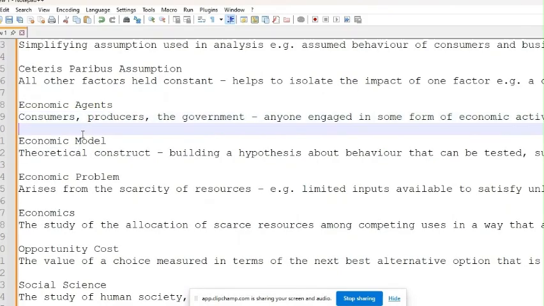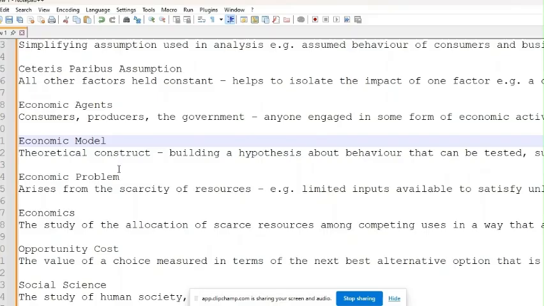What is an economic model? It is a theoretical construct, basically building a hypothesis about behavior that could be tested, supported, amended, or rejected. An economic model is just a basic prediction of what society will do. For example, if an economy sees consumers buying one particular product all the time, they will create an economic model of what a consumer needs and what they usually buy.